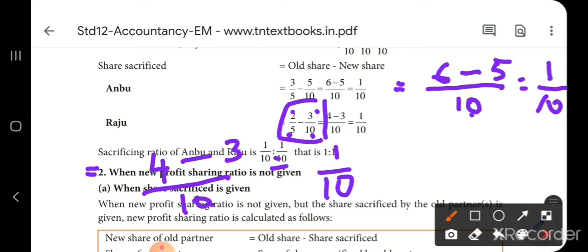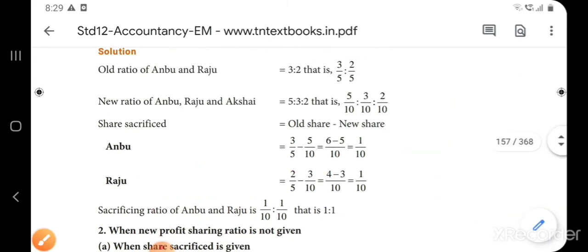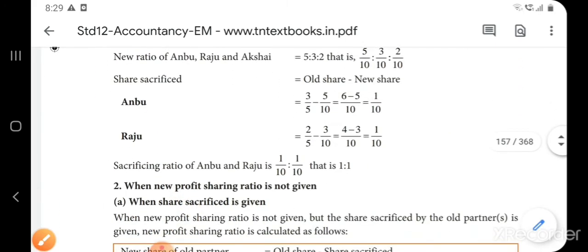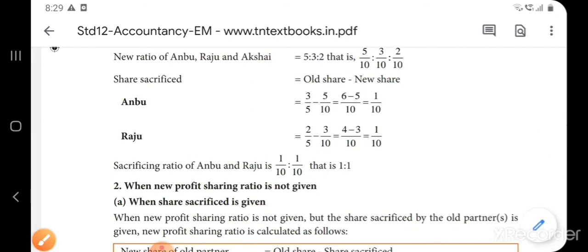Okay. So here Anbu and Raju. Anbu is 1 by 10. Raju is 1 by 10. So the ratio is 1 by 10 is to 1 by 10, which is equal to 1:1. This is the sacrificing ratio, which means Anbu and Raju have sacrificed equally to the new partner. Who's that new partner? Akshay. Okay. So 1:1.